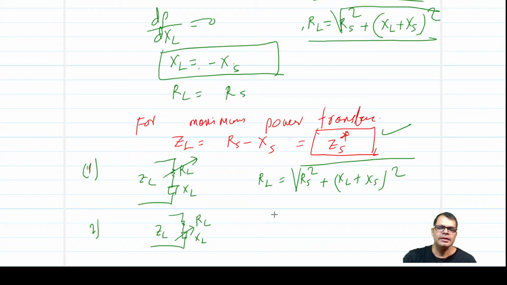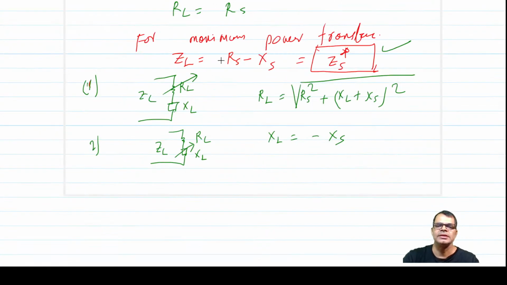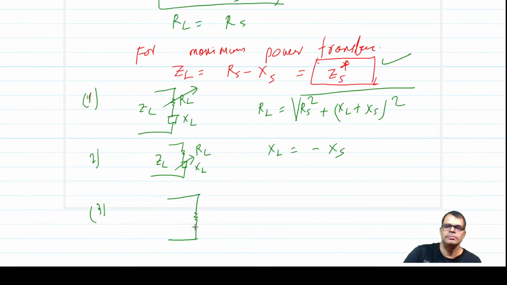Then for maximum power transfer, XL should be, as the case, minus XS, right? But what happens if only the load is there without any reactance? You have freedom to vary like this, only load, that is your RL, right? What should be the value of RL for maximum power transfer?